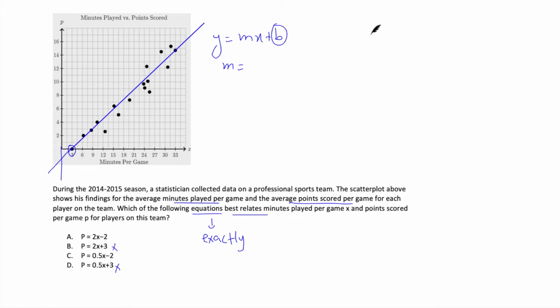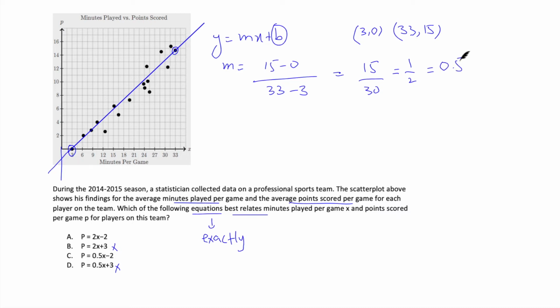Let's say 3, 0, and the other point is, let's say this one. I can easily see this point, which is 33, let's say 15, although it's a little below 15, but that's fine. 33, 15. Okay, let's find out the gradient. We have y2 minus y1 over x2 minus x1, which is 15 over 33 minus 3. So the answer is 15 over 30, which is 1 by 2, which is basically 0.5.